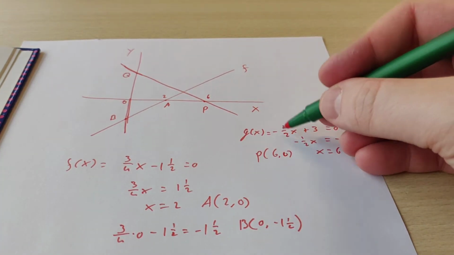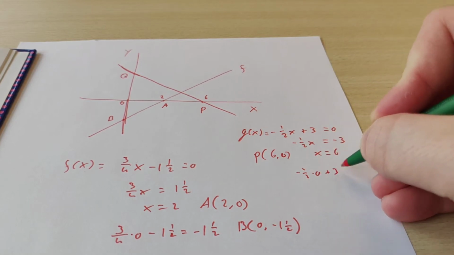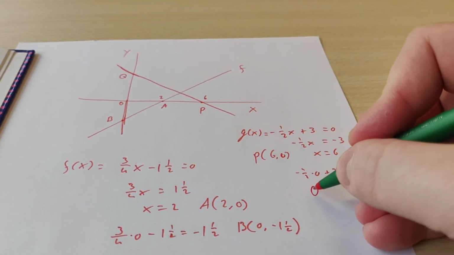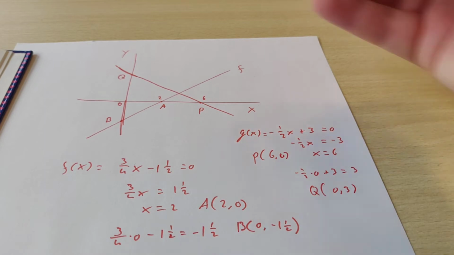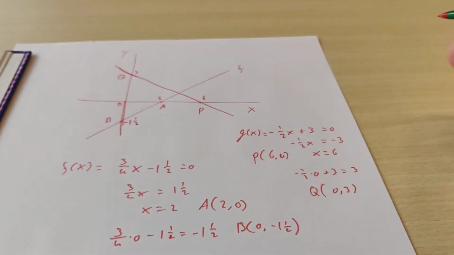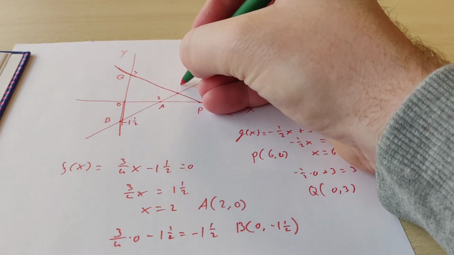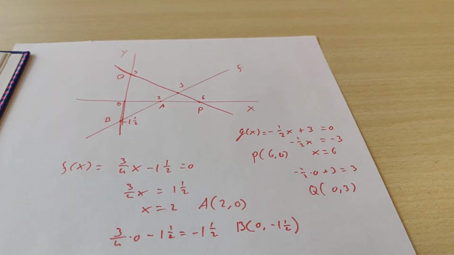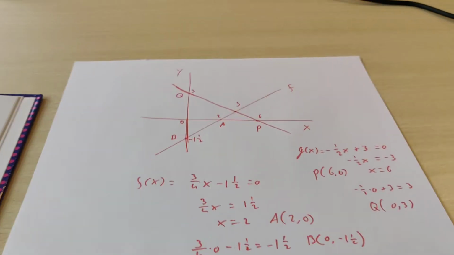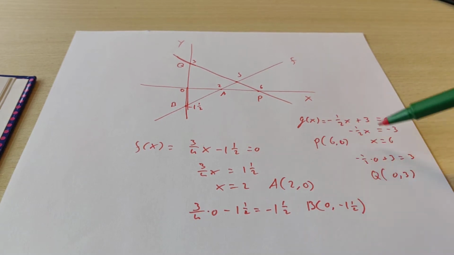And if you want to fill in 0 in here, then you get minus 1/2 times 0 plus 3 is 3. So the coordinates for Q are (0, 3). So I know that this is 3 and I know that this is minus 1.5. And then the only point that we didn't do yet is here, the intersection point, that's S. But we don't need that for question A yet, so I'll just leave it like this. So here's an overview of the sketch and also of all the coordinates of all the special points, like all the x-intercepts and y-intercepts.